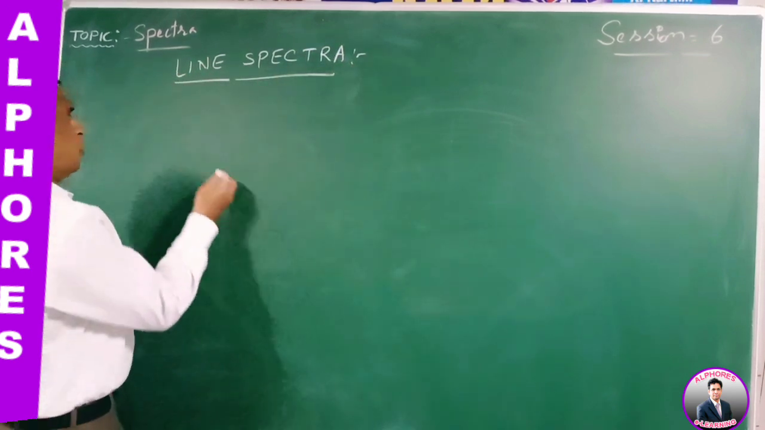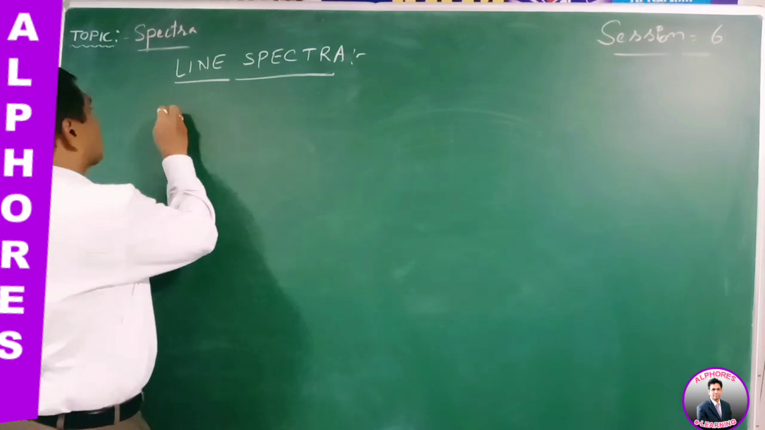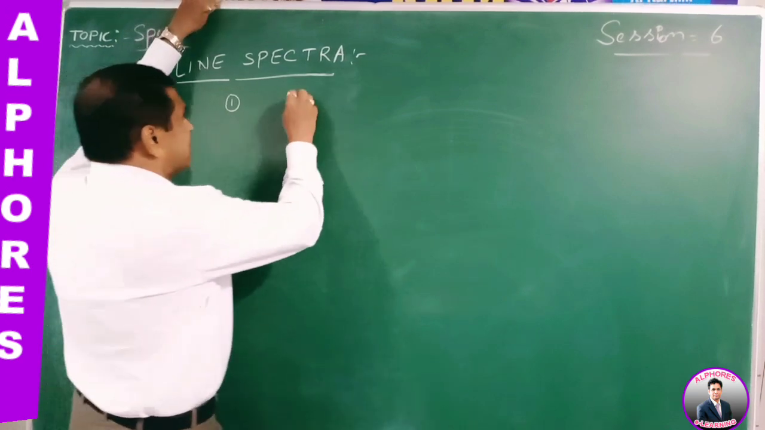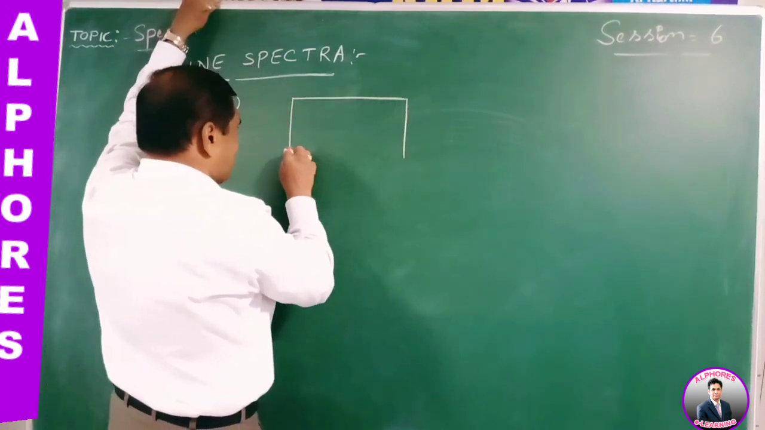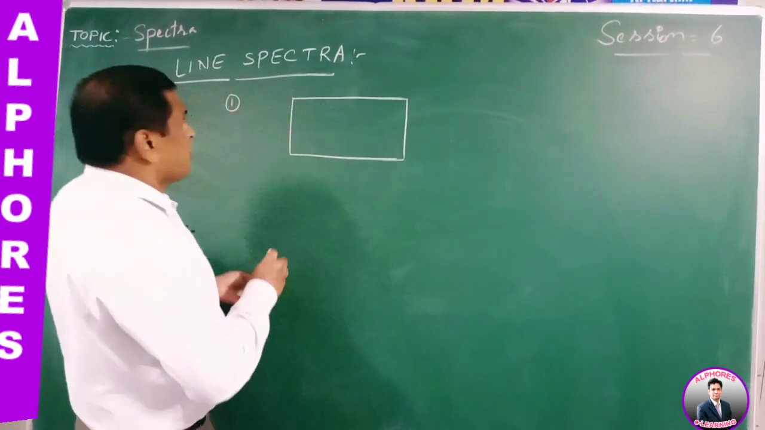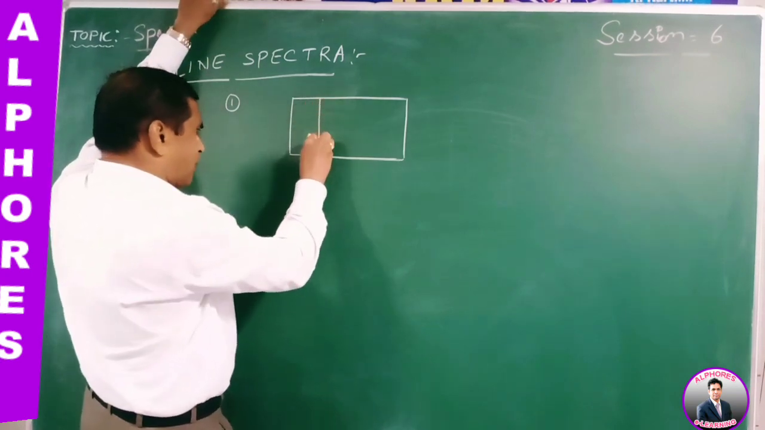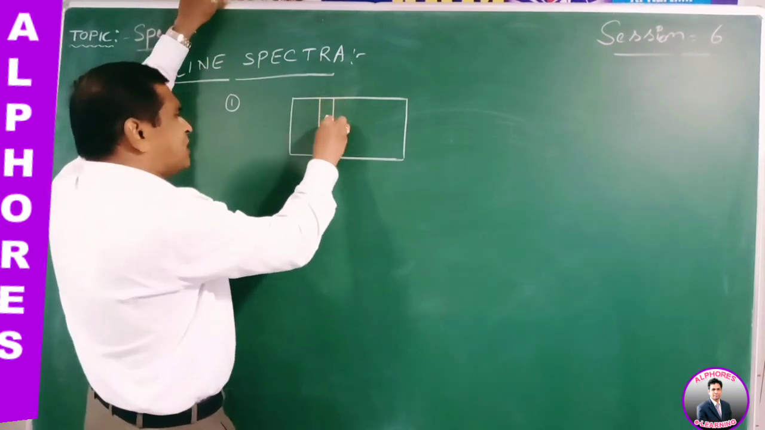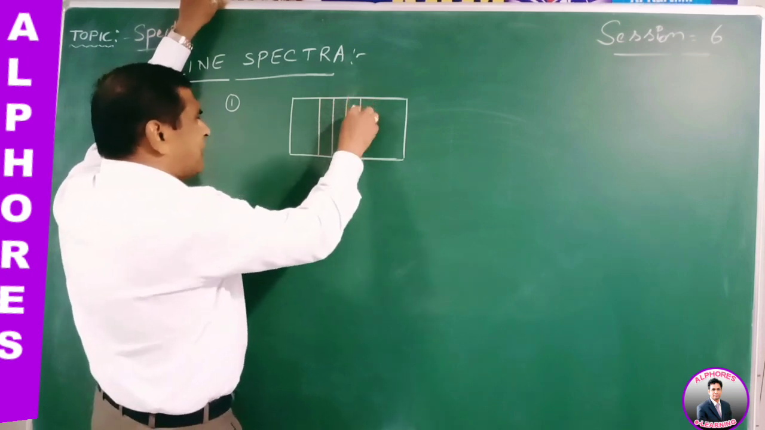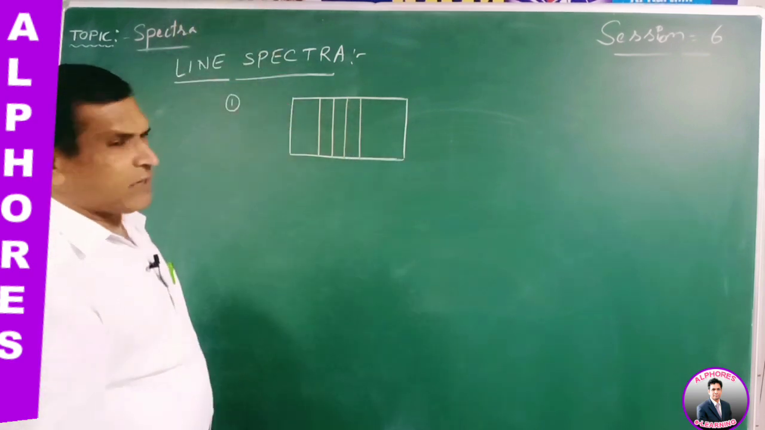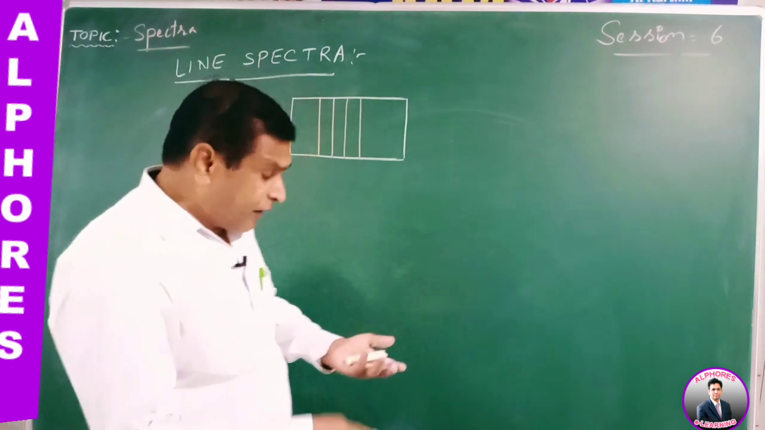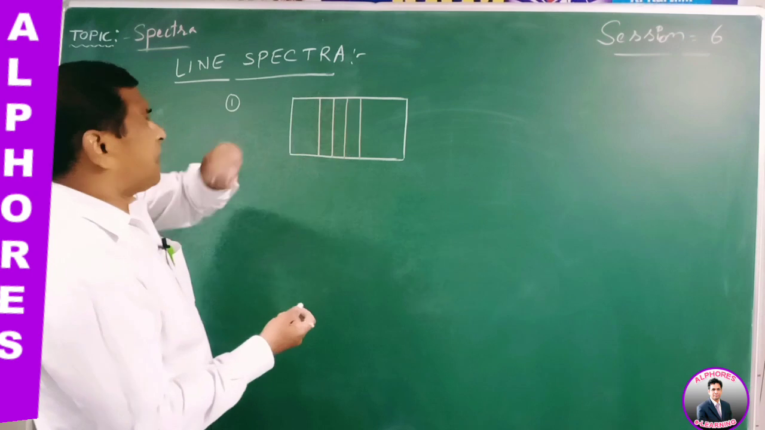Line spectra. Let us say the first point, what is line spectra? That is the definition. Let us identify the line spectra on a photographic plate consisting of sharp, well-defined spectral lines. The spectra consisting of sharp, well-defined spectral lines is called line spectra.